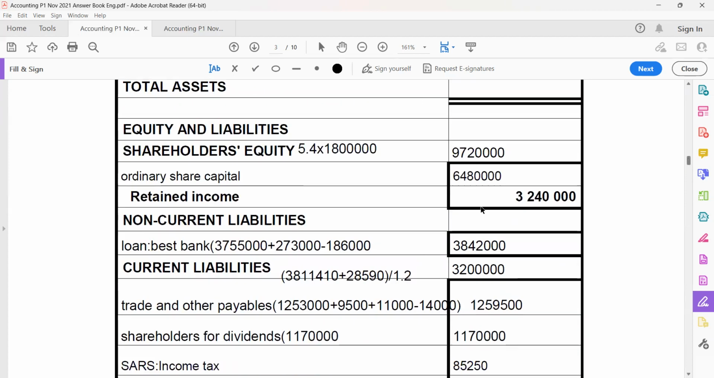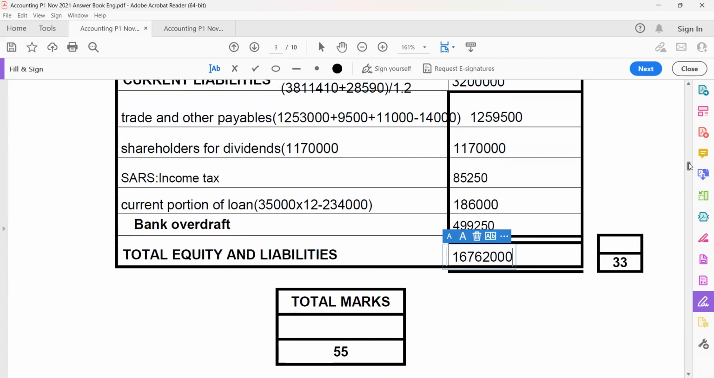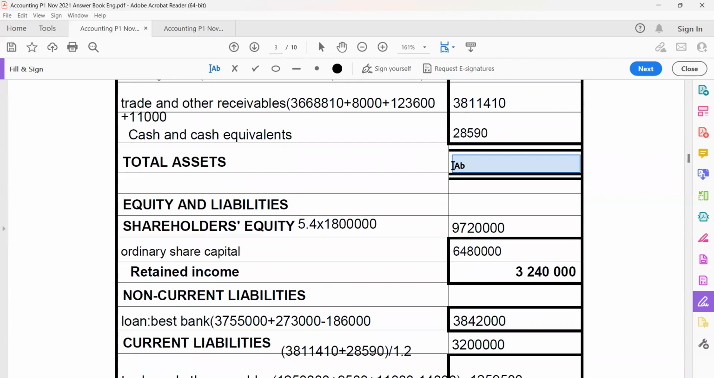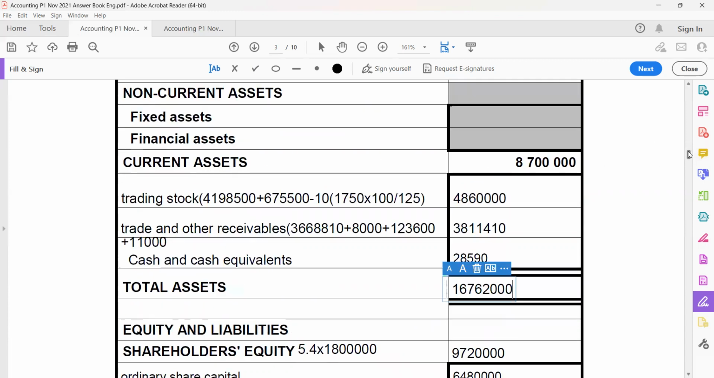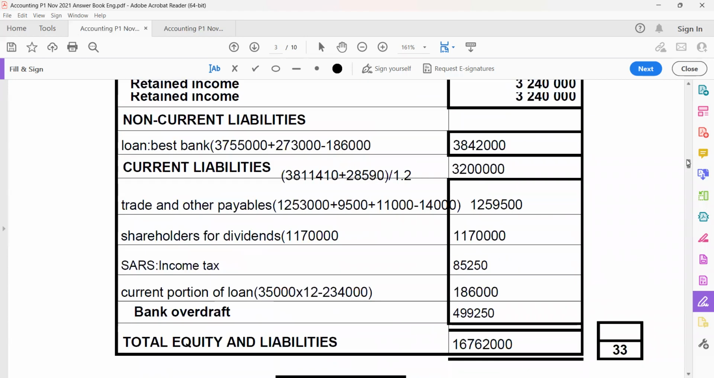Now I can total shareholders' equity and liabilities. And you can then copy that amount, put it for total assets. Remember, these will give you method marks. So if you forgot this, you lost one very easy mark. And there's your statement of financial position.